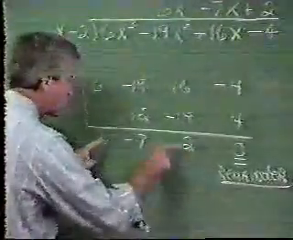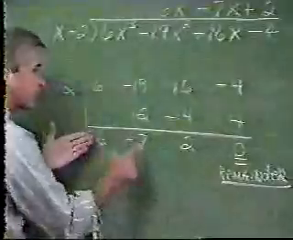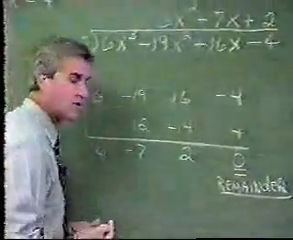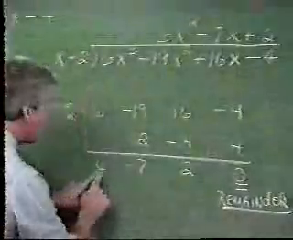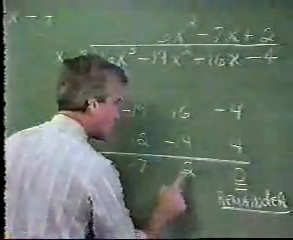Now, the other numbers that appear here are simply the coefficients and the constant involved in our polynomial answer. Notice our answer was 6x squared minus 7x plus 2.